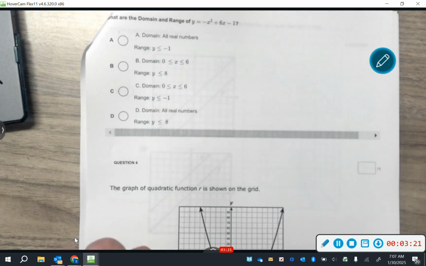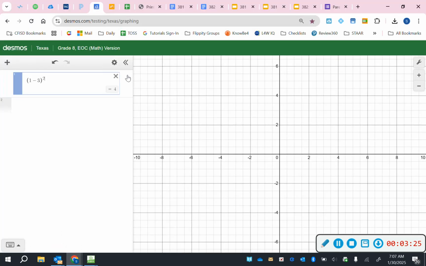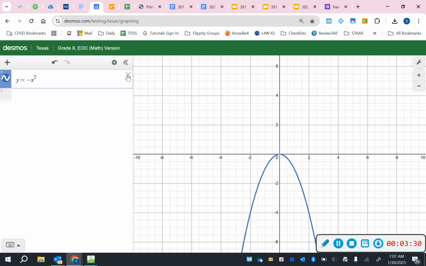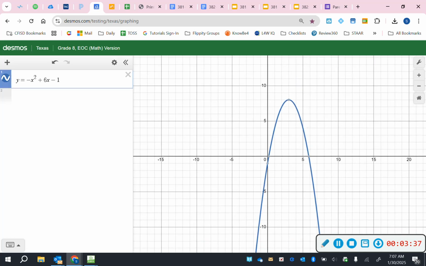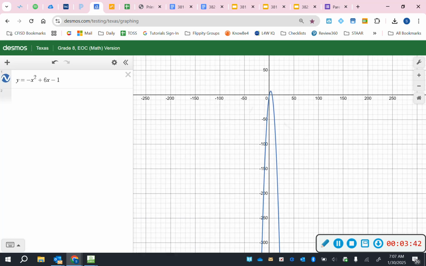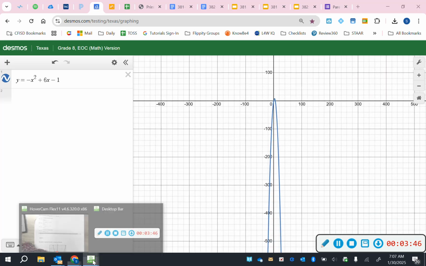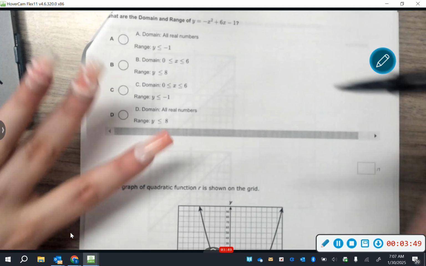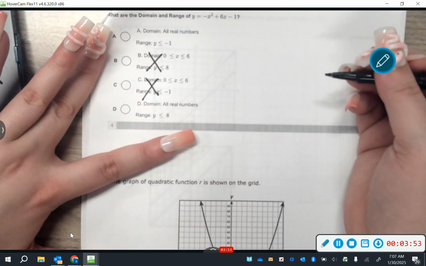The next one says, what are the domain and range? So I'm going to go ahead and plug that equation into my calculator. Y equals negative x squared plus 6x minus 1. Well, if I'm looking at this one, domain goes left or right. So if I zoom out, there's nothing stopping this graph from going left and right. So our domain is all real numbers. So I'm going to go back here and get rid of anything that does not say my domain's all real numbers. So B is out and C is out.